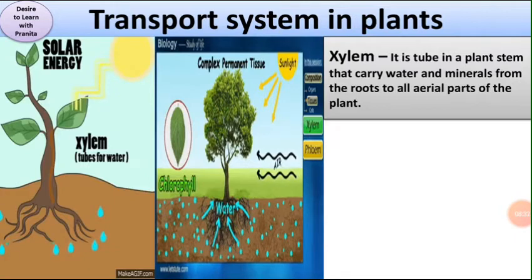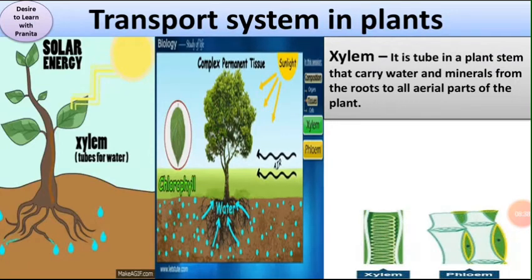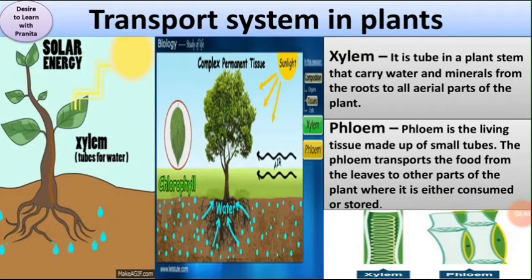And what does the phloem do? Phloem is the next, that supports the stem of the plant. As you can see in this picture, the xylem and phloem. Now xylem, we will see, is the living tissue made by small tubes. The phloem transports the food from the leaf to other parts of the plant, where it is either consumed or stored. It will be consumed by them, or they can store it in the form of fruits, which I already told you. So that means xylem and phloem help the plant to transport water, minerals and nutrition to all parts of the plant.